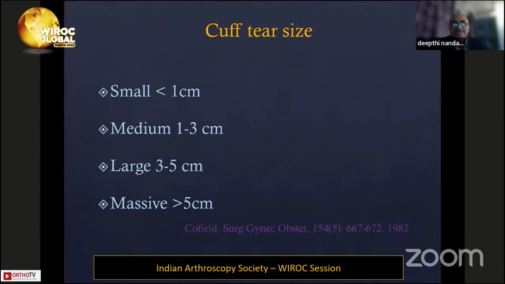Cuff tear sizes: based on the size of the tear, 1 centimeter is a small tear, 1 to 3 centimeters is a medium-sized tear, and more than 3 centimeters is known as a large tear. And Cofield also said that if there are more than 2 tendons involved, it's a large or massive tear.